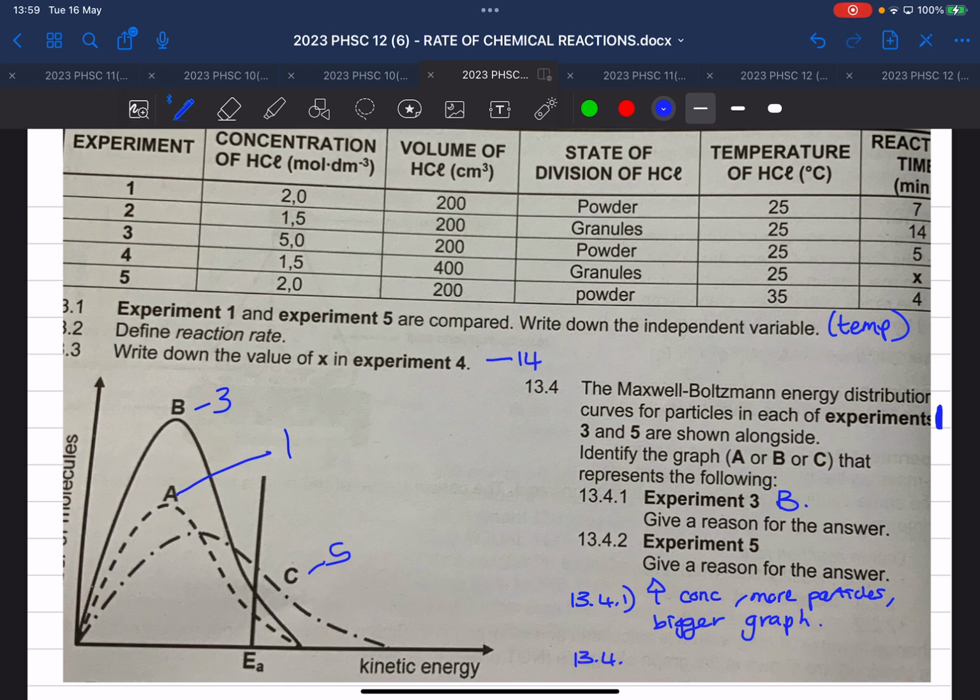Okay, 13.4.2. Experiment 5. Okay, why did we say C? Because experiment 5 has a higher temperature. It's a higher temperature, and that means that the particles have a greater kinetic energy, so it shifts to the right.